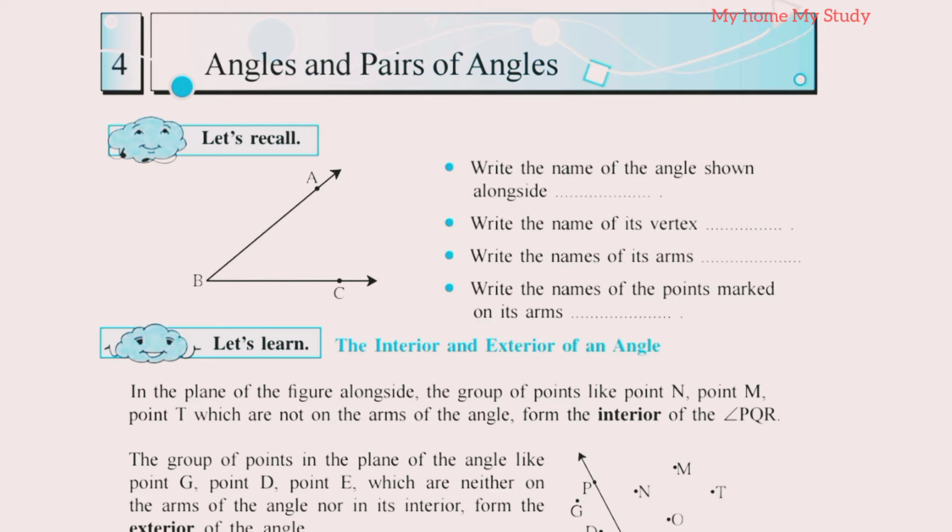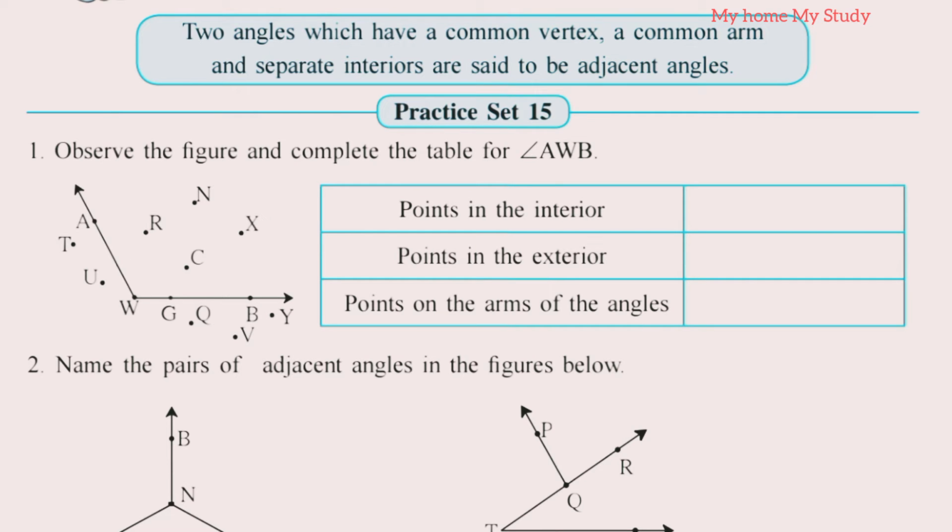Today I shall be giving the notes on chapter number 4, angles and pairs of angles. Questions from the practice set number 15. First one, observe the figure and complete the table for angle AWB.